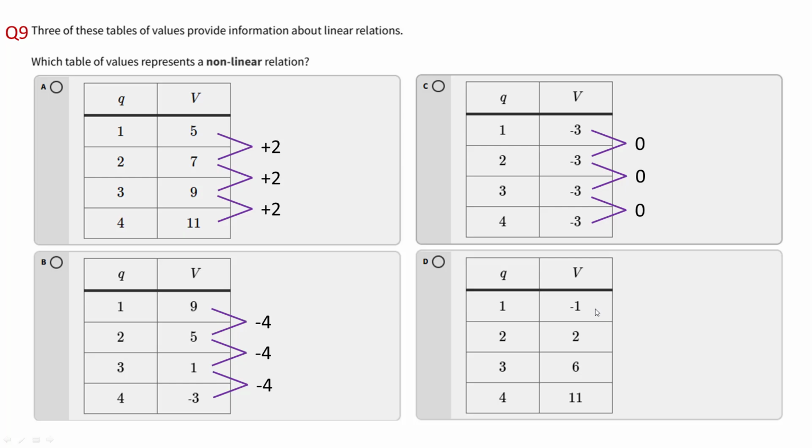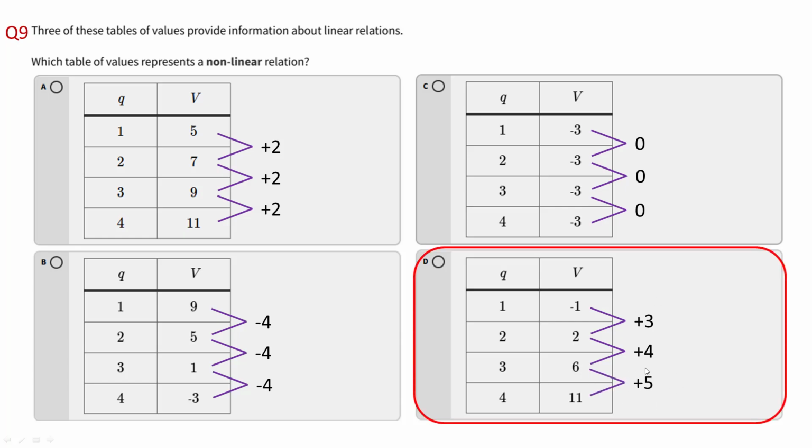And actually, if you look from -1 to 2, that's gone up 3. From 2 to 6 has gone up 4. From 6 to 11 has gone up 5. So the differences are different. So that's why that is the non-linear one.